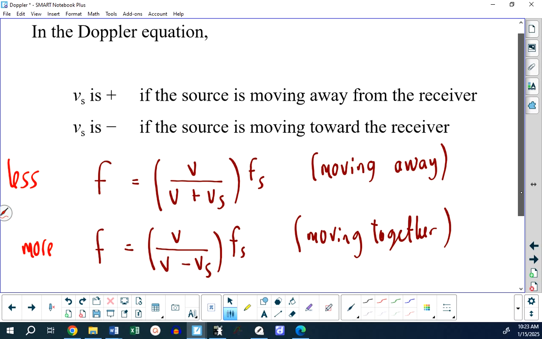So how am I going to get a smaller denominator? I'm going to subtract that motion. And we'll see in a little bit that it doesn't just have to be the source. It could be the source or the observer that you're subtracting that motion on the bottom.